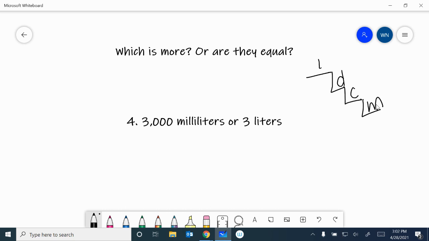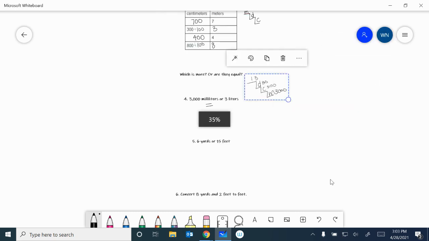So if I have 3,000 milliliters, we can move up the steps and divide. So 3,000 milliliters would equal 300 centiliters. Ooh, did y'all do this one already? Yes, you did. Let's say that again. It would be 3,000 milliliters, 300 centiliters, 30 deciliters, and 3 liters. So they are equal.